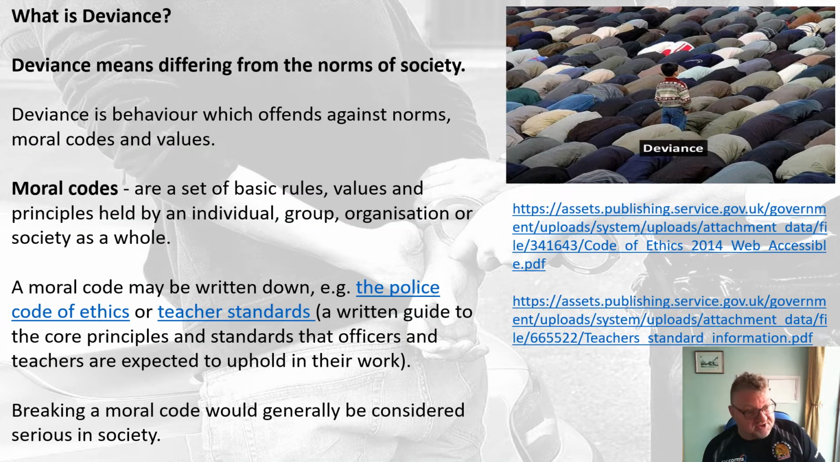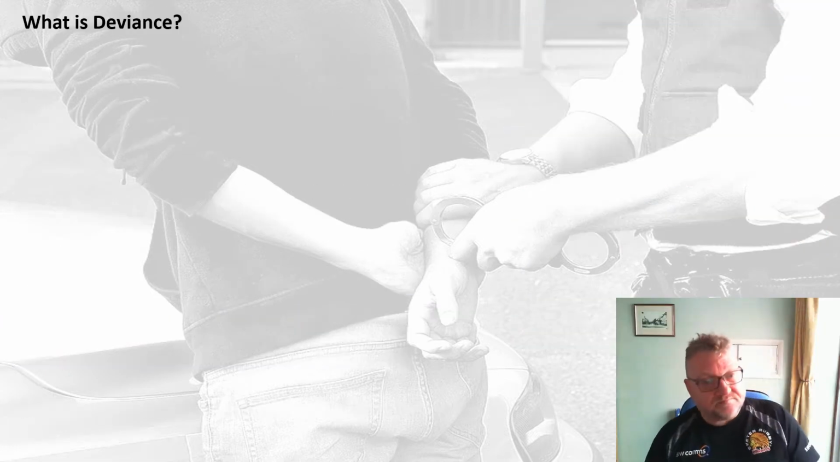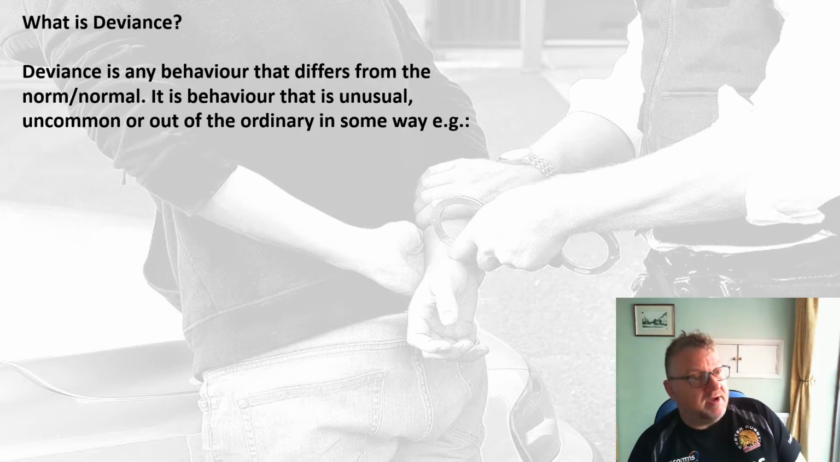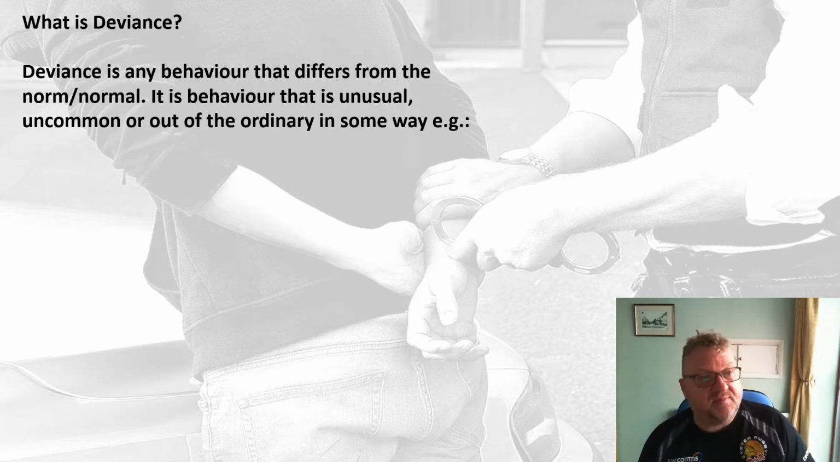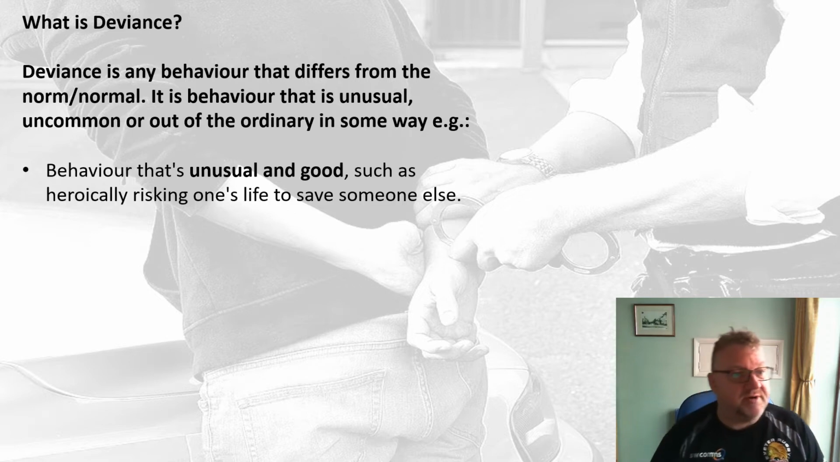Breaking a moral code, as I said before, would generally be considered serious in society. If I don't uphold those teacher standards, I would lose my job. If the police don't uphold their code of ethics, they would lose their job. If you don't uphold the law, you go to prison, you get a fine, etc. So, as we see, deviance is any behaviour that differs from the norm or the normal. It's behaviour that's unusual or uncommon, it's out of the way, in some way it's extraordinary.